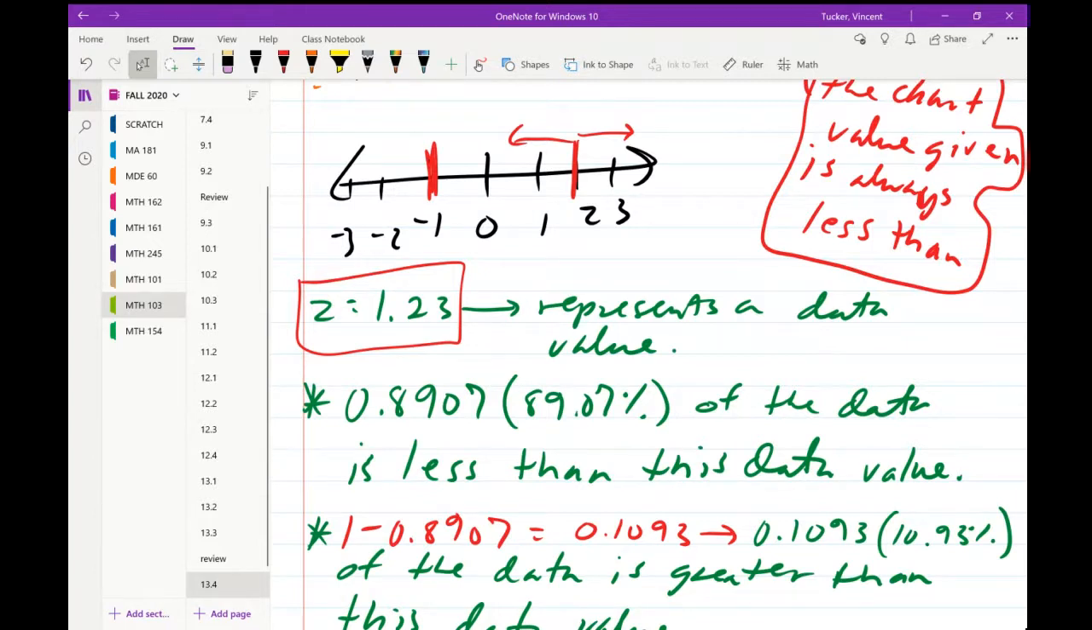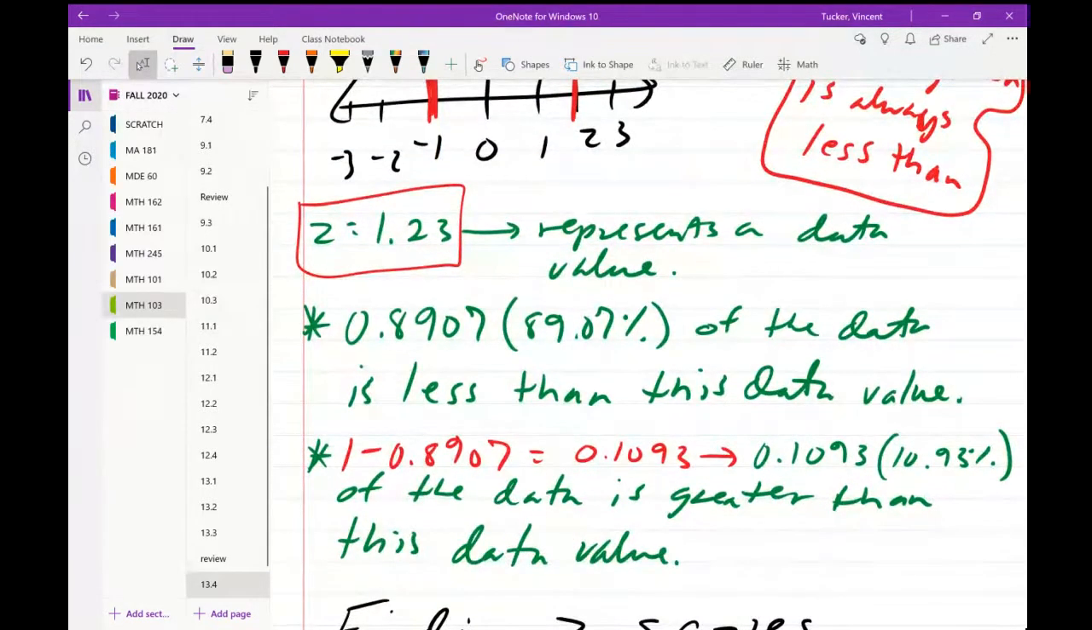And remember, we talked about the relationship of what's under the curve, or how much data value we have. That's a number, everything totals to 1. So if I know what's to the left of it, then I also know what's to the right of it. So I have that 0.8907. If I want to know what's greater than it, or to the right of it, I can subtract it from 1. And that's what I did in that second statement. 10.93% of your data will be greater than the data value. So the chart automatically gives you less than. To find greater than, you have to subtract it from 1.